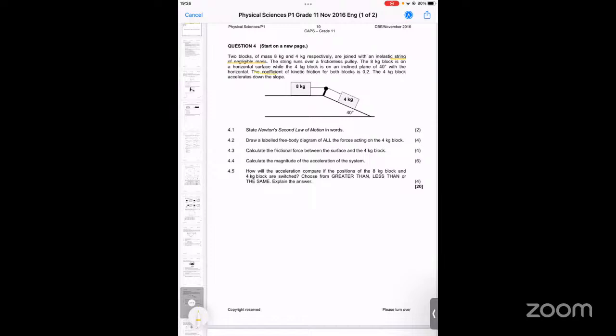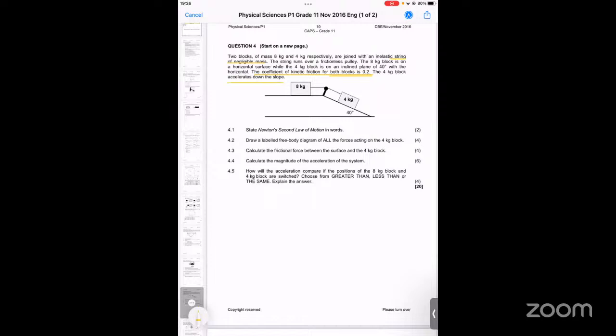Okay, so that tells us more about the existence of a frictional force, and this is on both blocks. So that means both blocks experience frictional force. Now they say the 4 kg block accelerates down the slope.